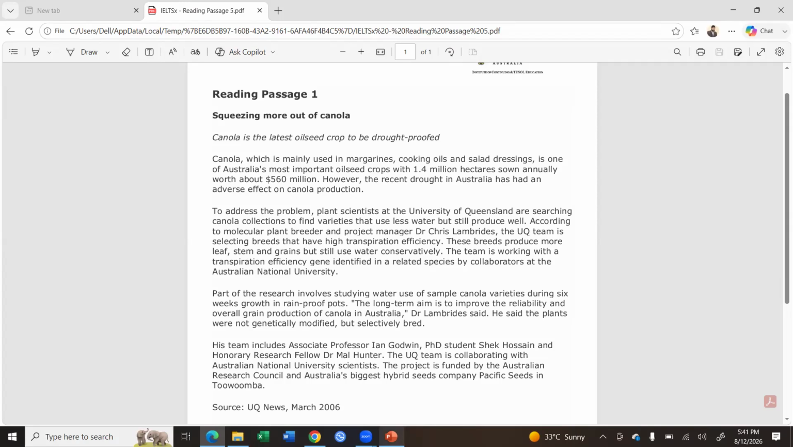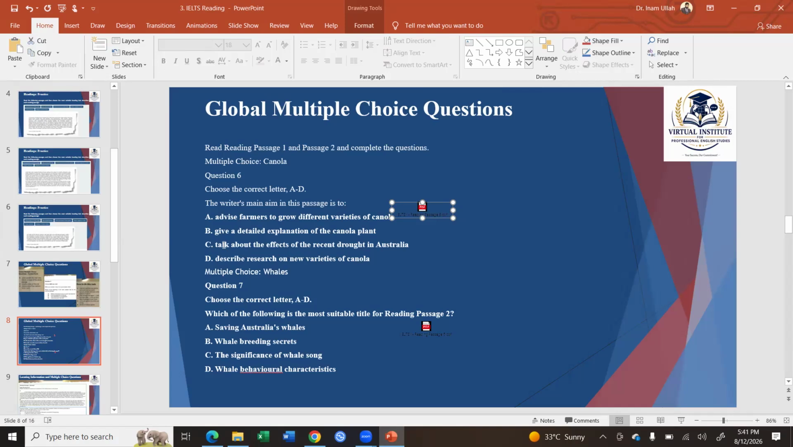Sir, the most appropriate answer for this is B because option C talks about the effects of the recent drought in Australia. In this passage, the overall effect is not explained, but more emphasis is given to the research project. Okay, what is the main idea of the passage? What is the main idea of the passage?